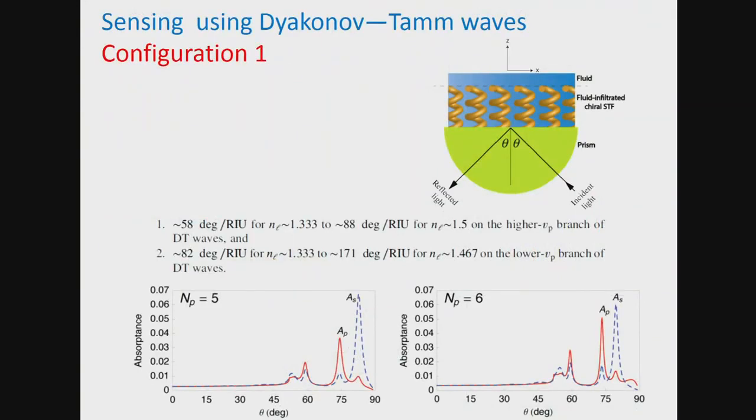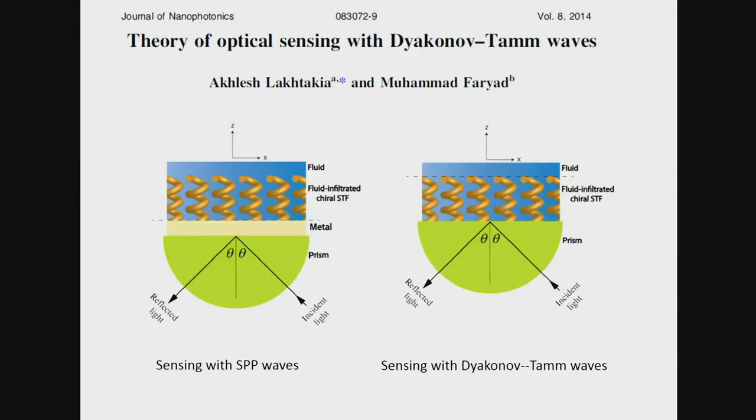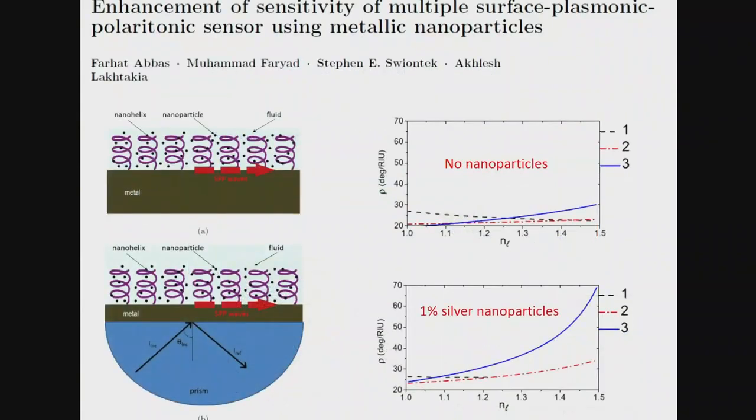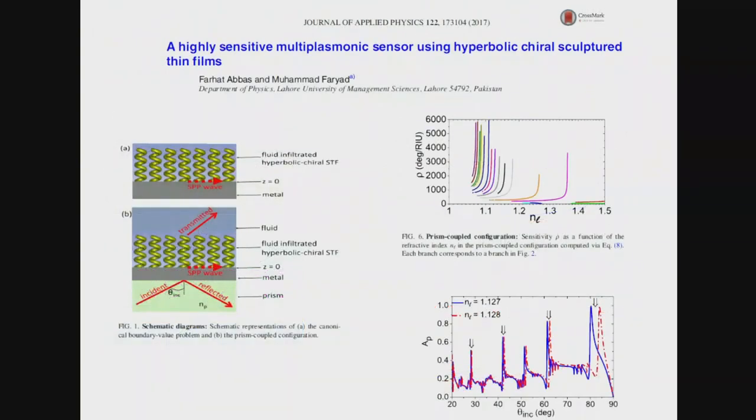So this one is configuration 1. When you have an isotropic dielectric here, this becomes configuration number 2. And we showed that if you add 1% silver nanoparticles, not more, not less, you can increase the sensitivity of this sensor. And if instead of the nanoparticle, you use a hyperbolic chiral sculptured thin film, you can increase the sensitivity to actually several thousands of degrees per refractive index unit.